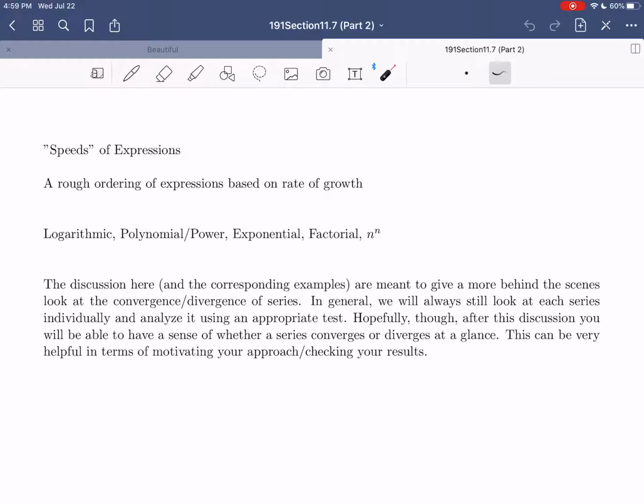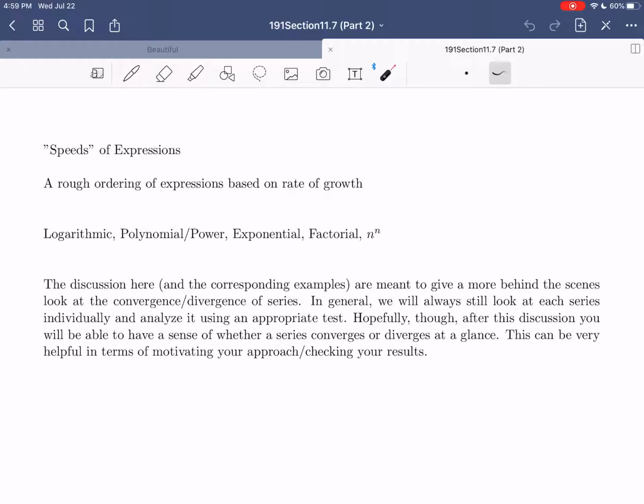But I do want to make one quick note here that's spelled out in this paragraph. The examples we're about to do are hopefully going to help you understand this series of expressions and how they are each a level faster than the previous ones. But I do want to make a general note. All of this is to give you a better look at the behind the scenes of what's really going on when we're talking about convergence and divergence.